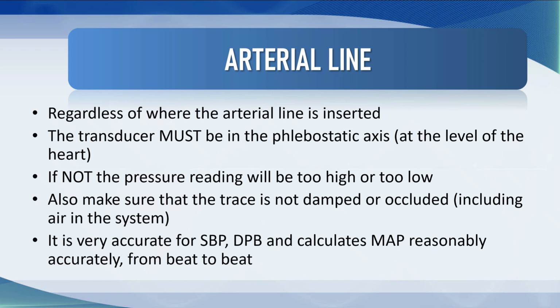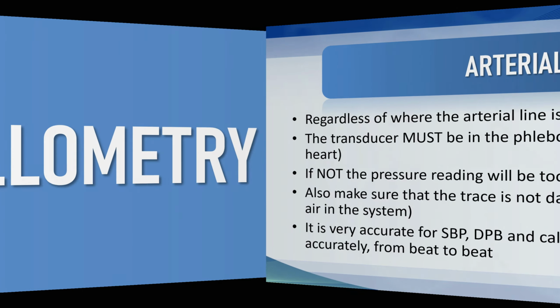Now, in general, this is the most accurate way of measuring systolic and diastolic blood pressure. The mean arterial pressure is also reasonably accurate, but not directly measured. Irrespective, this is the gold standard in the ICU. And when we have a hemodynamically unstable patient in ICU or in the operating rooms, we will place an arterial line.